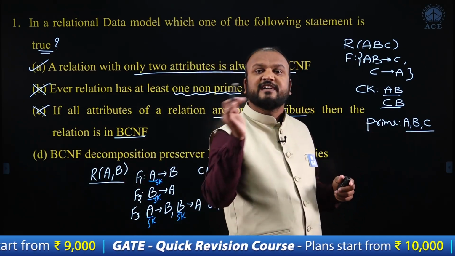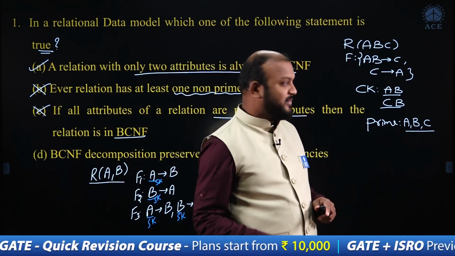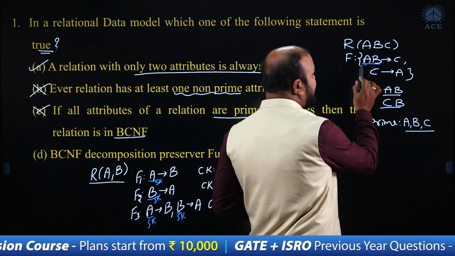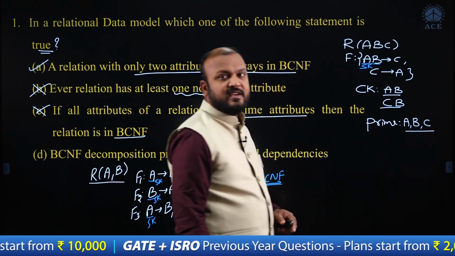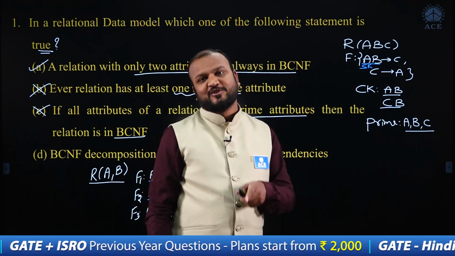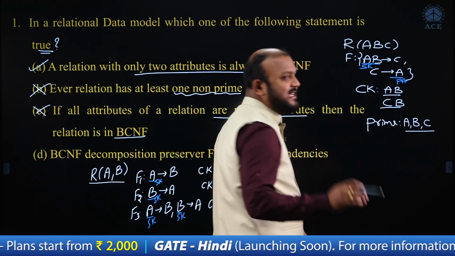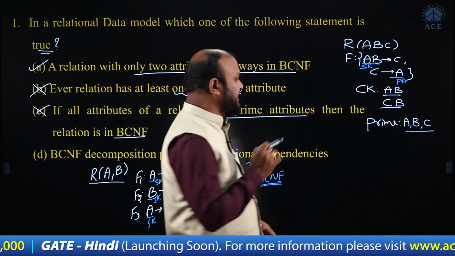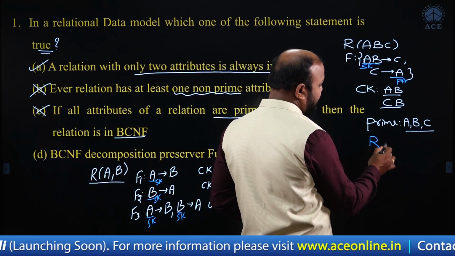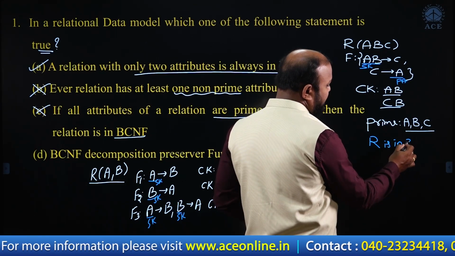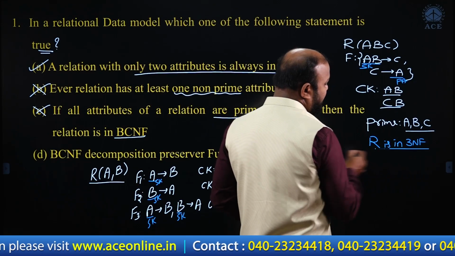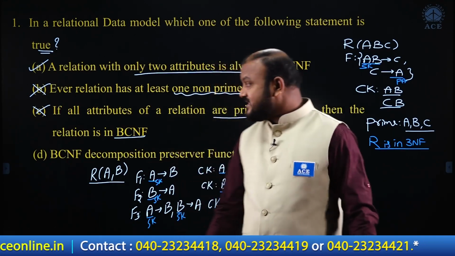What does BCNF require? Left hand side of a dependency should be a super key. In AB to C, AB is a super key, no doubts. In C to A, C is not a super key, but A is a prime attribute, means it is not satisfying the definition of BCNF, it is satisfying the definition of 3NF, then we can call R is in 3NF, but not BCNF.